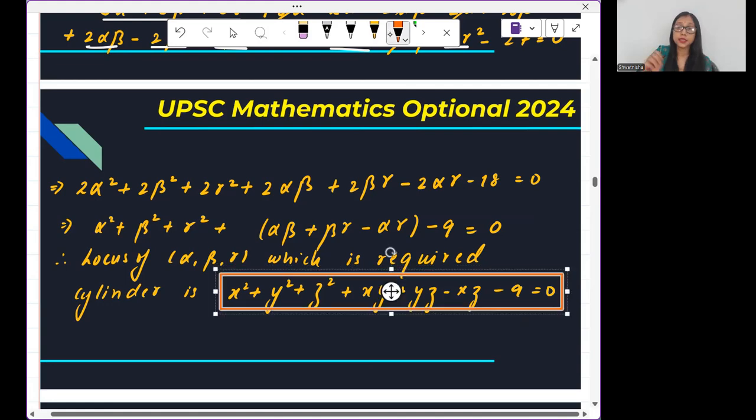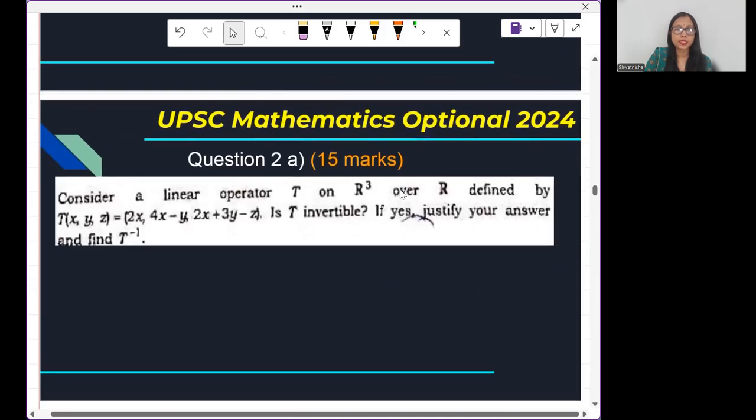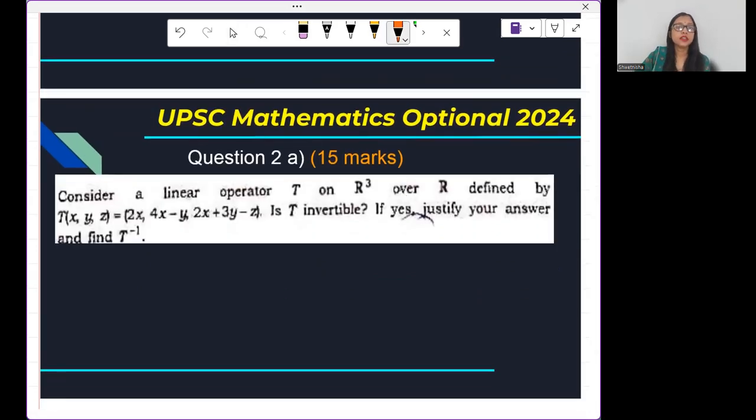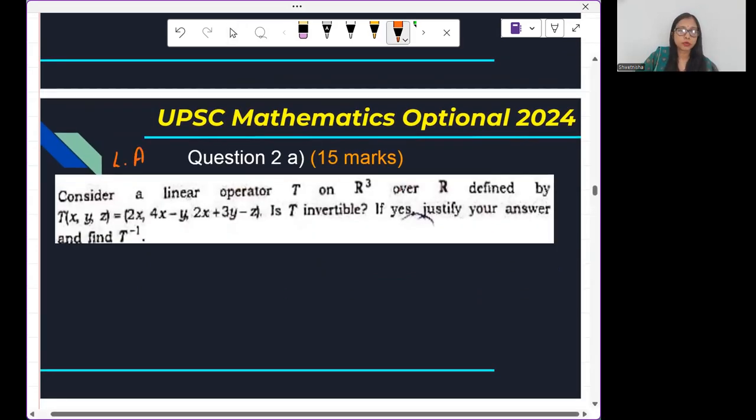This is your first question. Now let's go to the second one. Second question, first part, consider a linear operator. It is again from linear algebra. Consider a linear operator T on R3 over R defined by this.